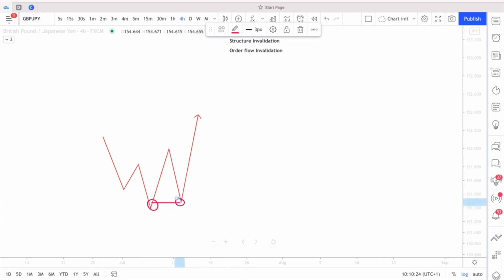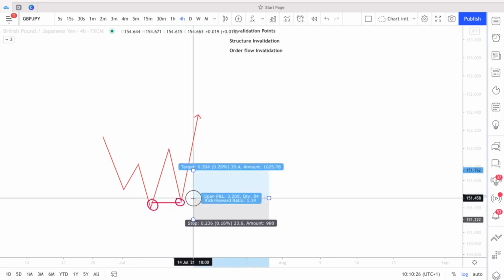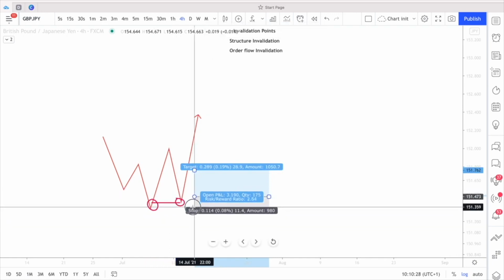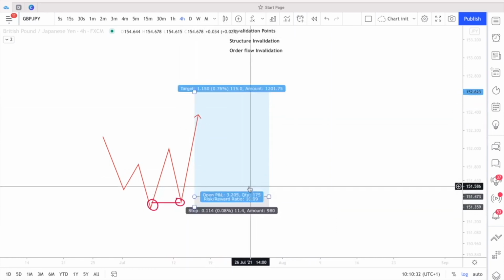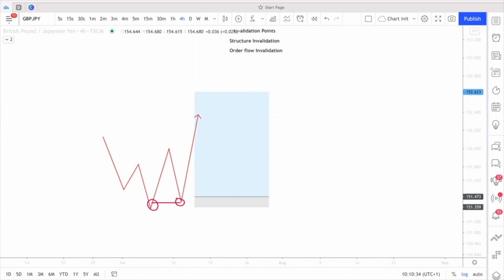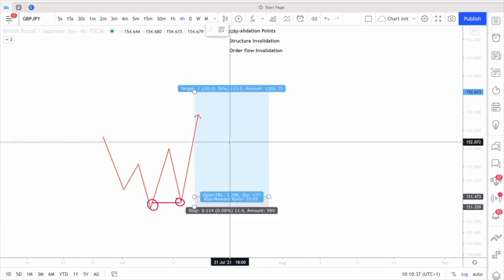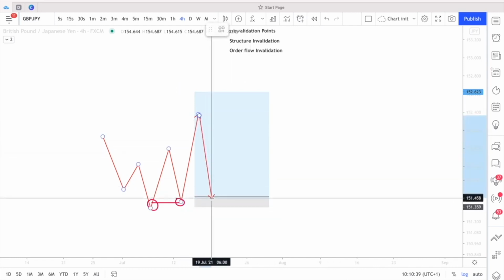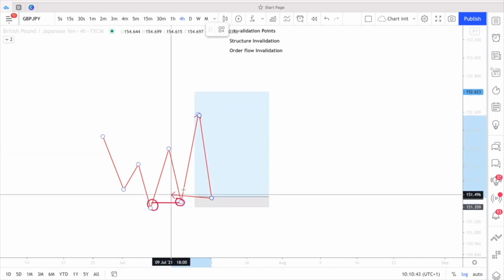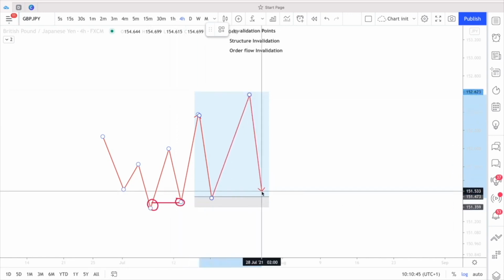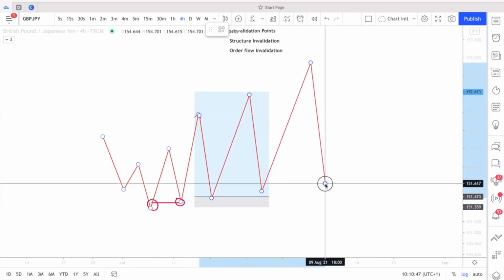So technically our invalidation point should be just below the last mitigation, because order flow is mitigation. If this was to continue as healthy order flow, price should in theory come back, mitigate the OB that caused the last mitigation, and then continue higher. That's what we expect as healthy order flow.